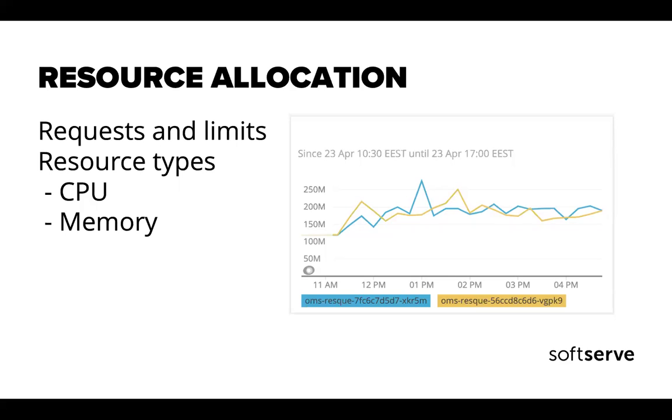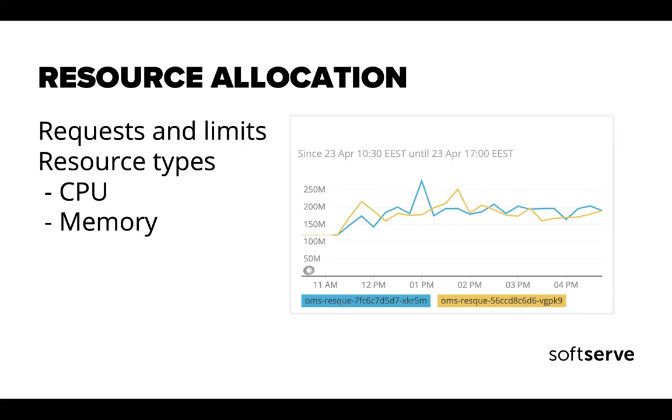So let's talk about resource allocation. As we are running dynamic environments, it is extremely important for us to utilize resources as much as possible. Basically there are two types of resource allocation: requests and limits. Requests are used by kube-scheduler to decide where to fit new workloads, and limits are used to not allow some workloads to use more resources than they are allowed.